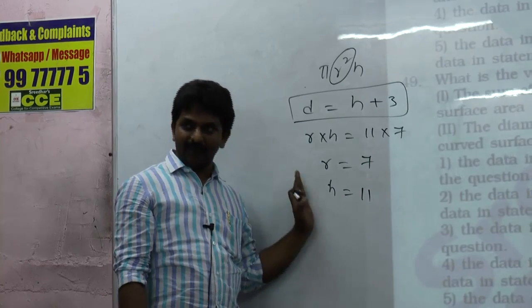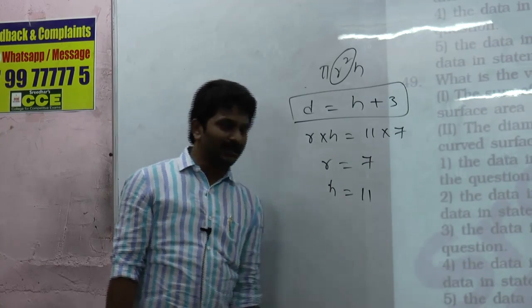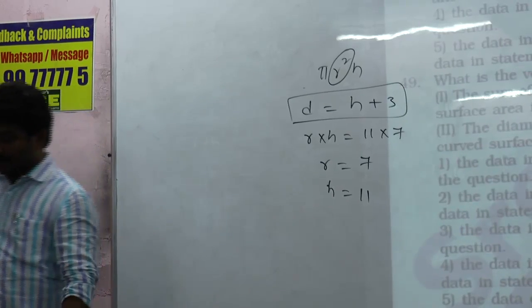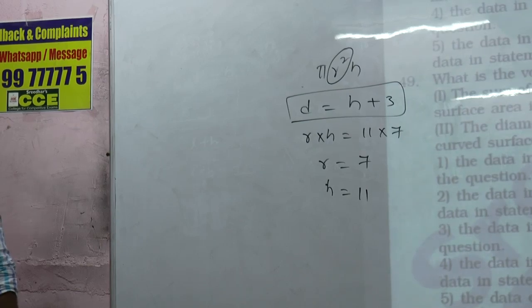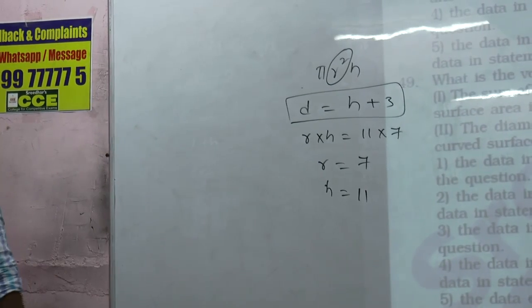You can give the conclusion here. So 2 alone is sufficient to give your answer, but not 1 alone. Once you have radius and height values, you can get the volume.